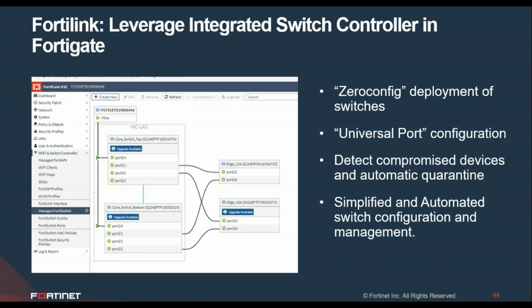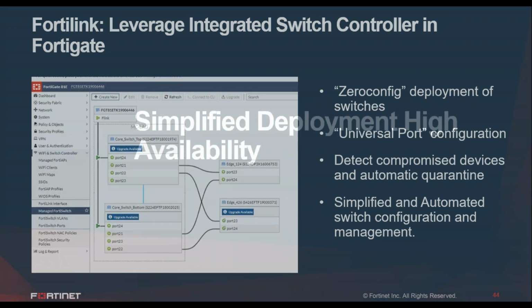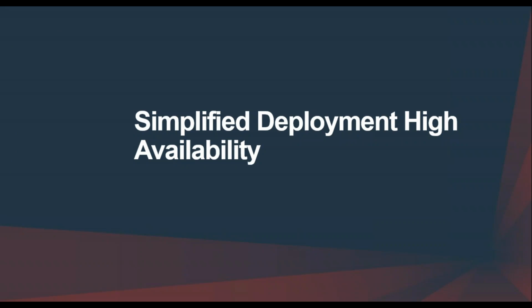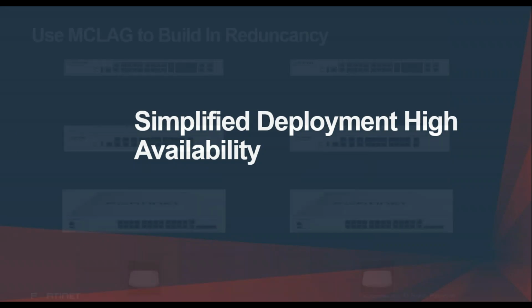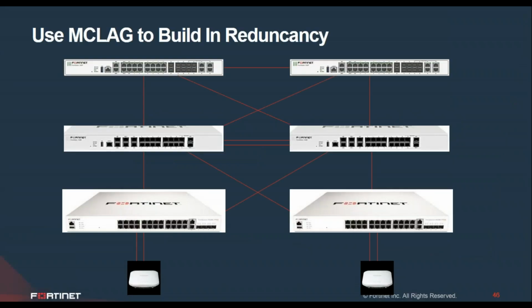With FortiLink, it's simple to deploy a fairly complex level of redundancy, and we highly recommend deploying a highly redundant network. In this depiction here, at the very top of the network diagram, I have a pair of HA FortiGates. And these HA FortiGates are managing 4 FortiSwitches via FortiLink.